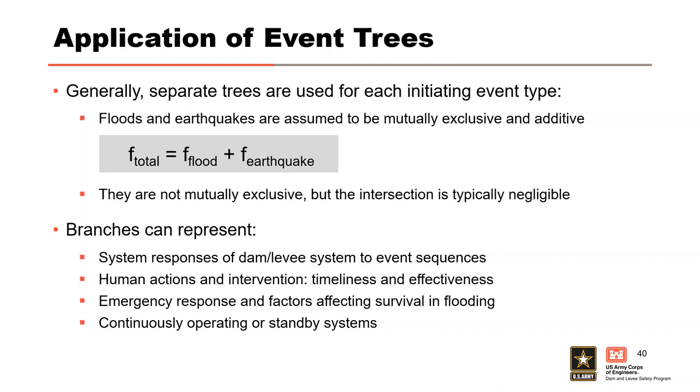Branches in event trees can represent a variety of things. They can be the system response of a dam or levee system to event sequences, human actions and interventions, emergency response and factors affecting survival during flooding, or continuously operating or standby systems.